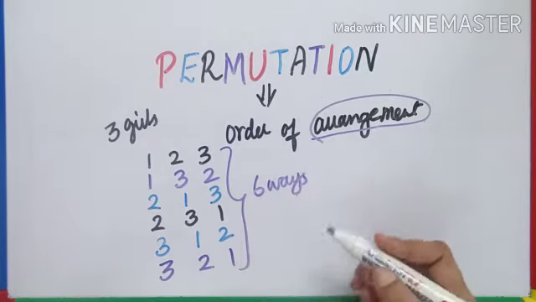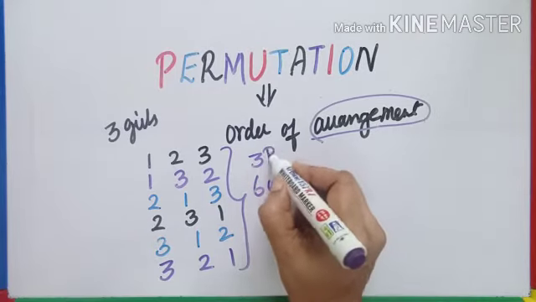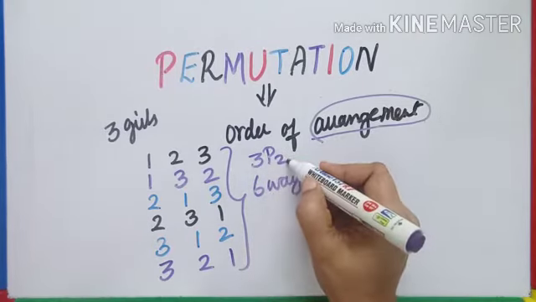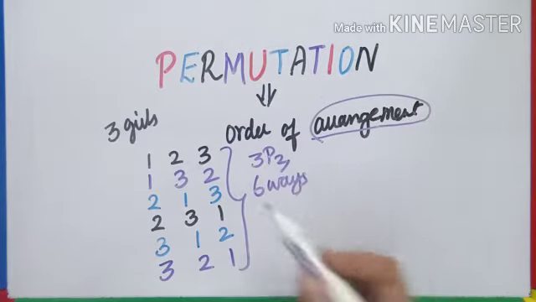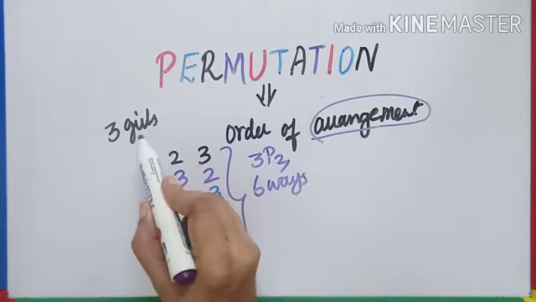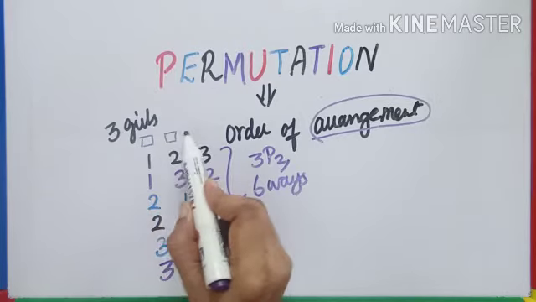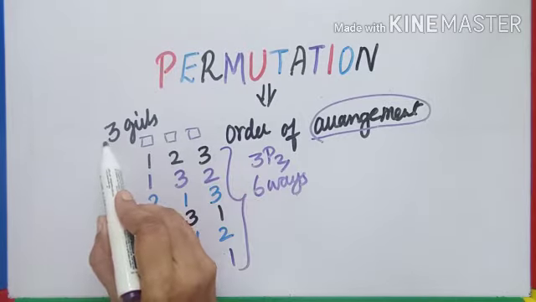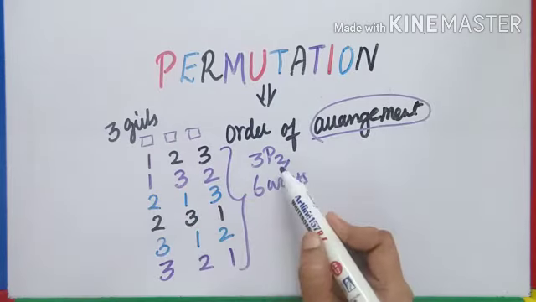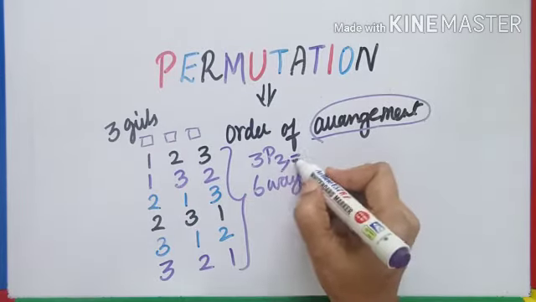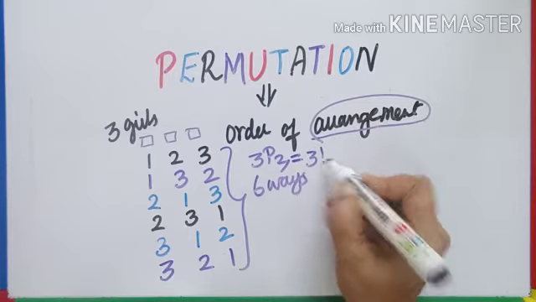Write this as 3P3. P stands for arrangement. There are 3 children. I am giving them 3 seats. So 3P3. 3P3 I can also write as 3 factorial.